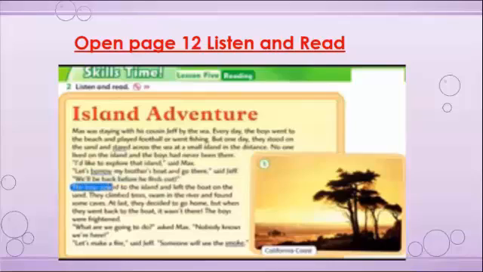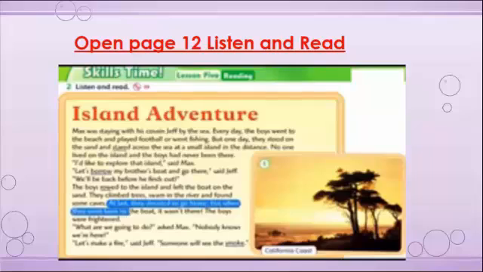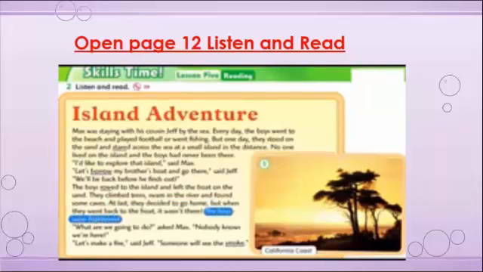The boys rowed to the island and left the boat on the sand. They climbed trees, swam in the river, and found some caves. At last, they decided to go home. But when they went back to the boat, it wasn't there. The boys were frightened. "What are we going to do?" asked Max. "Nobody knows we're here." "Let's make a fire," said Jeff.